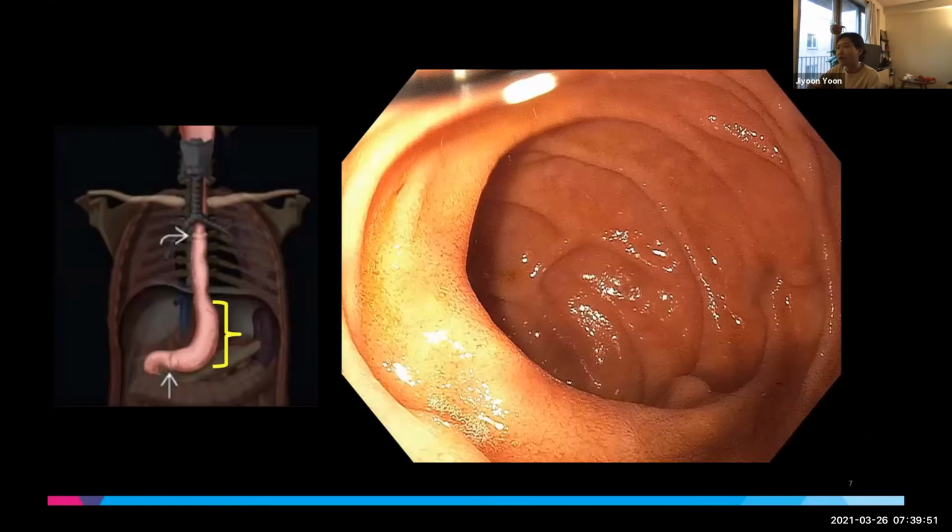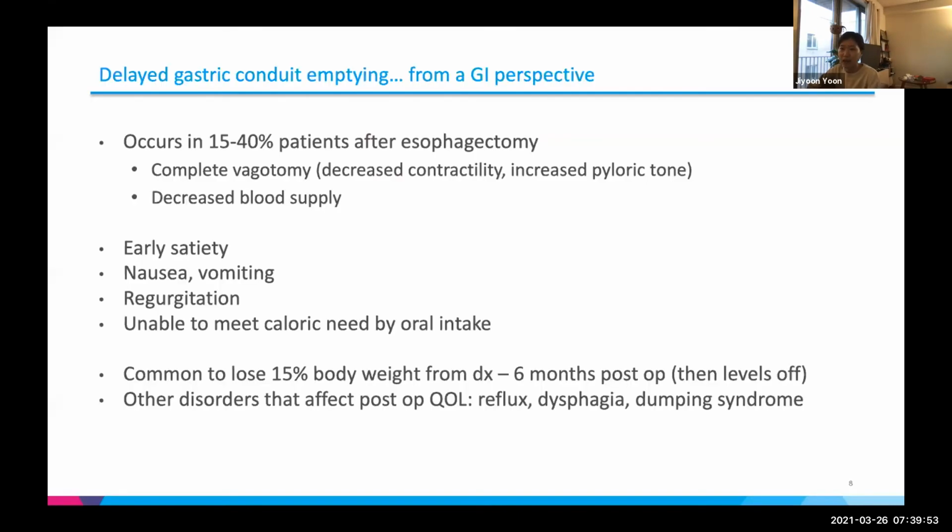So what I wanted to talk about today was delayed gastric emptying from a GI perspective. I'm sure there are surgical colleagues that are better qualified to talk about the surgical perspective of this. It occurs in about 15 to 40% of patients after esophagectomy, and the mechanism is thought to be because of the complete vagotomy from mobilizing the stomach, resulting in decreased contractility and increased pyloric tone.